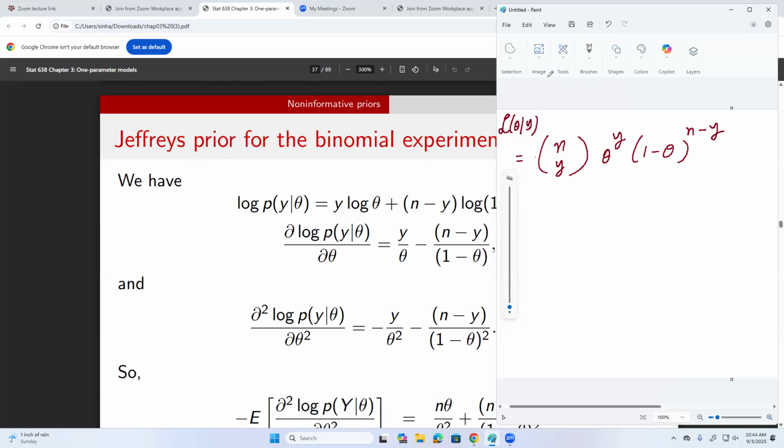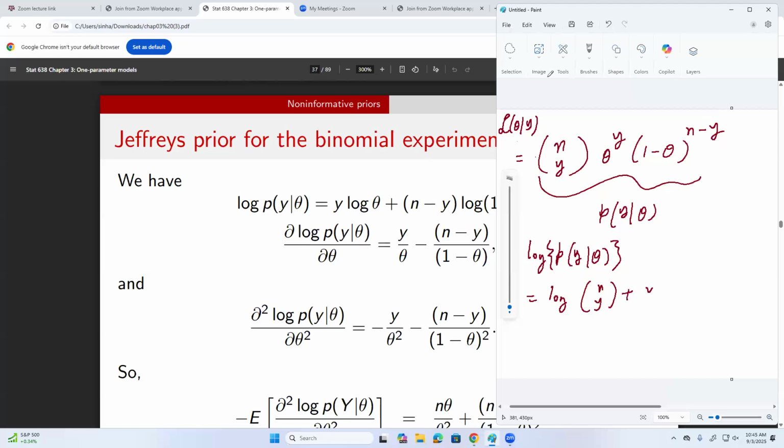If I take the log, or sometimes we write it p of y given theta. So this is p of y given theta. If I take the log of p of y given theta, it is log of n choose y, plus y log of theta, plus n minus y times log of 1 minus theta.